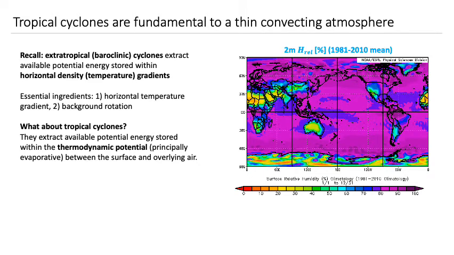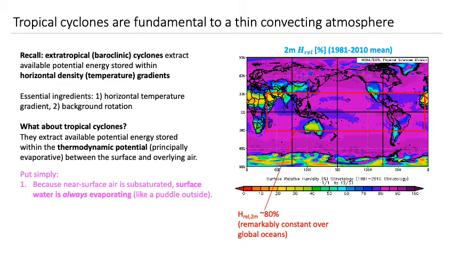So we're going to go back to a plot I showed in a previous lecture. This is the idea that the relative humidity of the near surface air all over the planet is subsaturated. In particular, we highlighted that over the oceans it's remarkably constant within the tropics, but even in general, it's something like 80% relative humidity. And that's really, really important. So why is that important? What we're saying is the near surface air is always subsaturated, which means surface water is always evaporating into the air, just like a puddle outside.